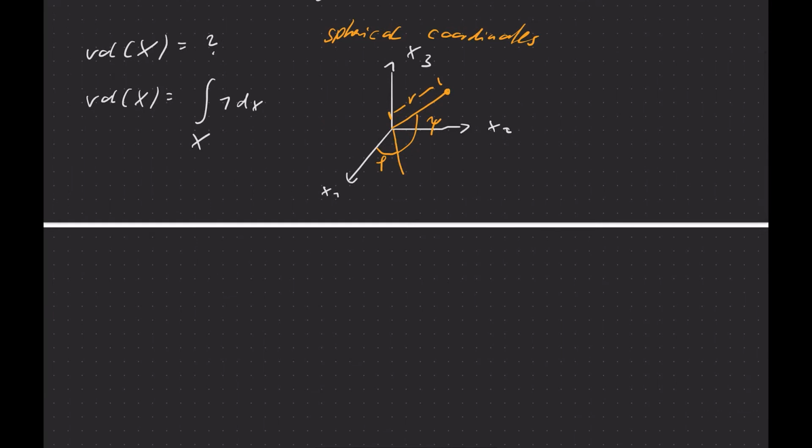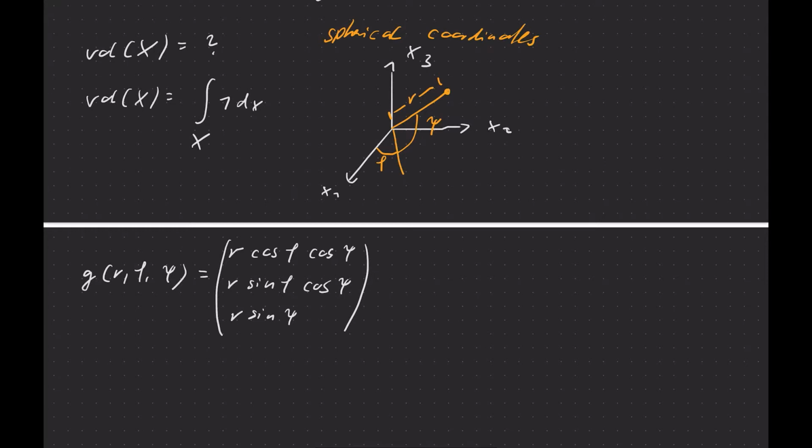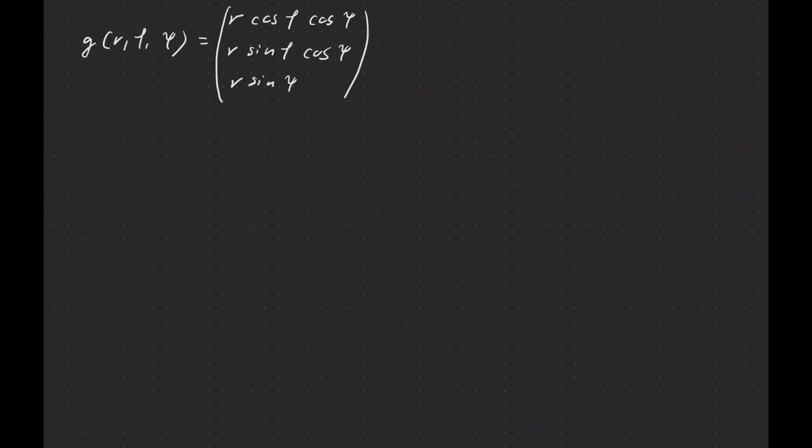We've talked about the transformation for those already. So if we have a point (r, phi, psi) in spherical coordinates, then the corresponding Cartesian coordinates can be computed as r cosine phi times cosine psi, r sine phi times cosine psi, and r sine psi. So that is the transformation that we need here. Now, as usual, for the change of variables, the first thing we need to do is compute the Jacobi matrix of the transformation and then its determinant.